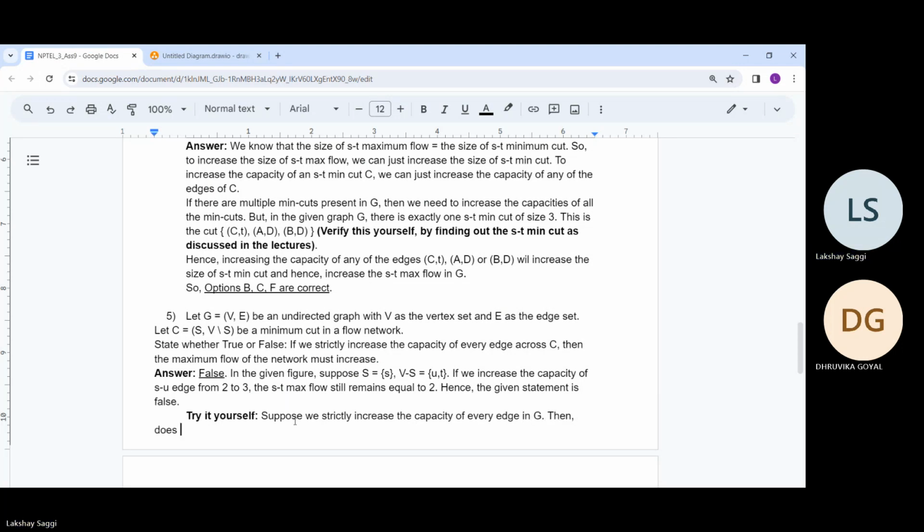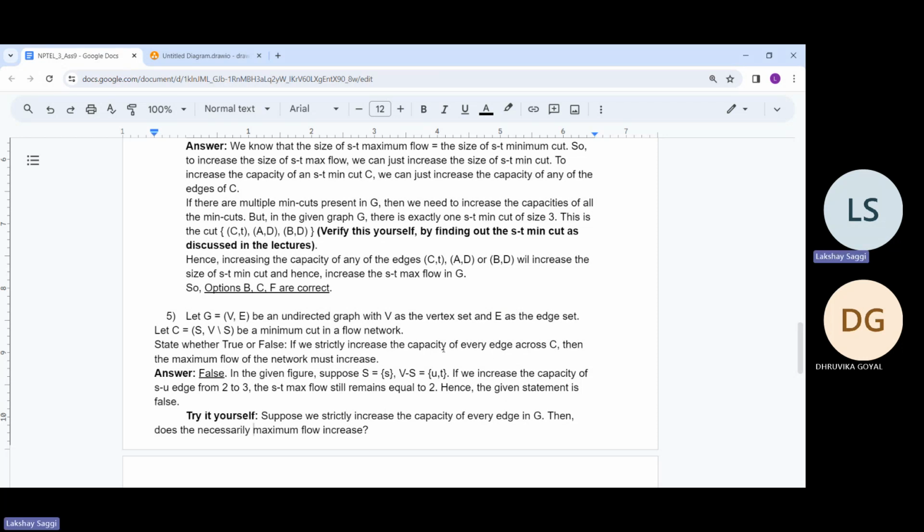Then does the maximum flow increase necessarily? Suppose we increase the capacity of every edge, then does the maximum flow necessarily increase? Yes or no? So what do you think should happen in this case, Dhruvika?